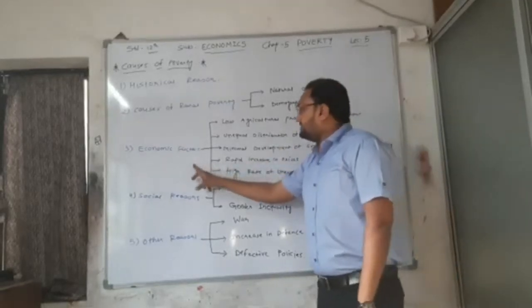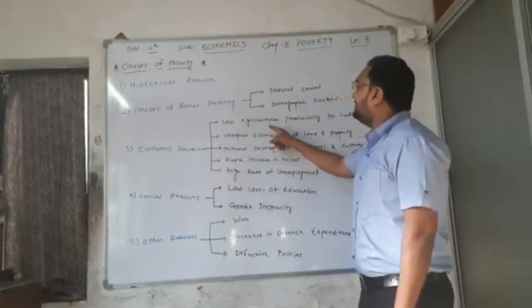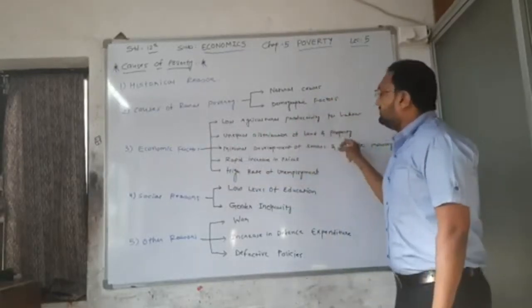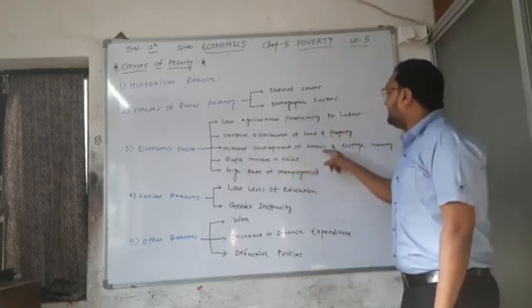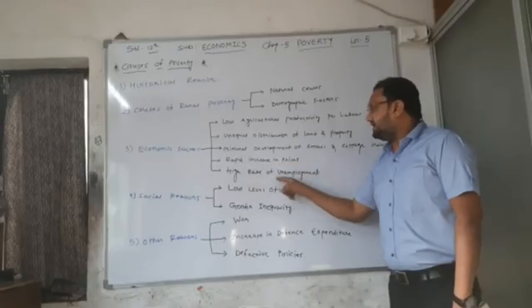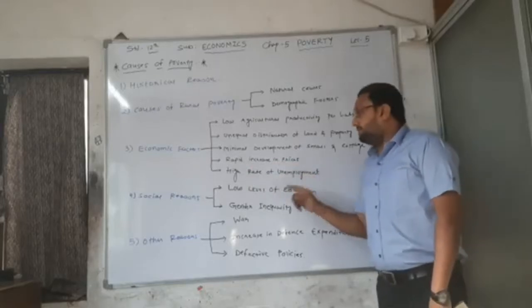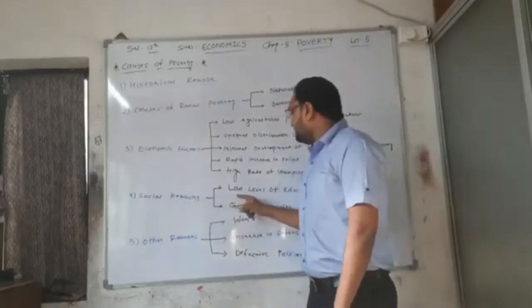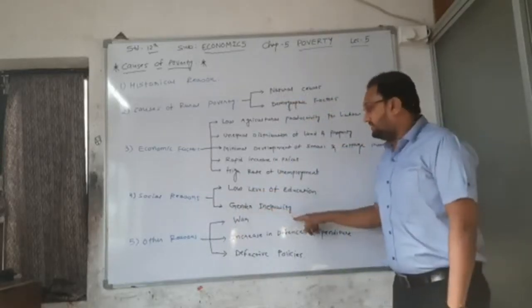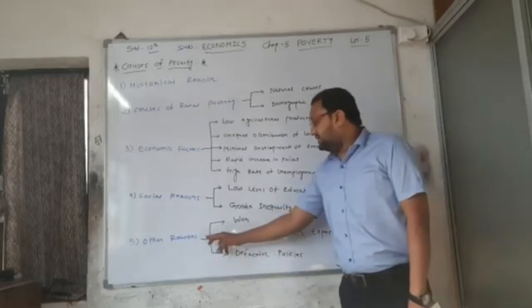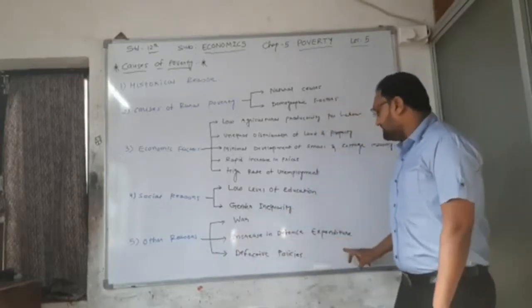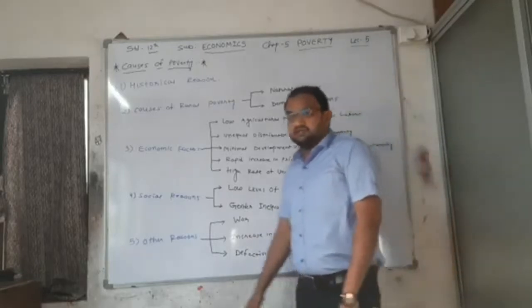In economic factors we are going to discuss the low agricultural productivity per labor, unequal distribution of land and property, minimal development of small and cottage industry, rapid increase in prices and high rate of unemployment. While in social reasons we are going to discuss the low level of education and gender inequality. And lastly, in other reasons we are going to discuss the war, increase in defense expenditure and defective policy.